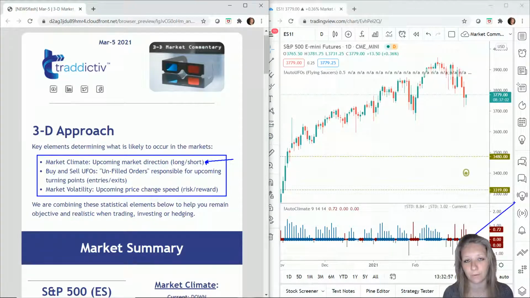You can download it for free and use it again to help you figure out this first question, which is, where's the general market direction going? Where do the probabilities lie? The AutoClimate app will tell us that. Again, I'll show you it per market as we go through.